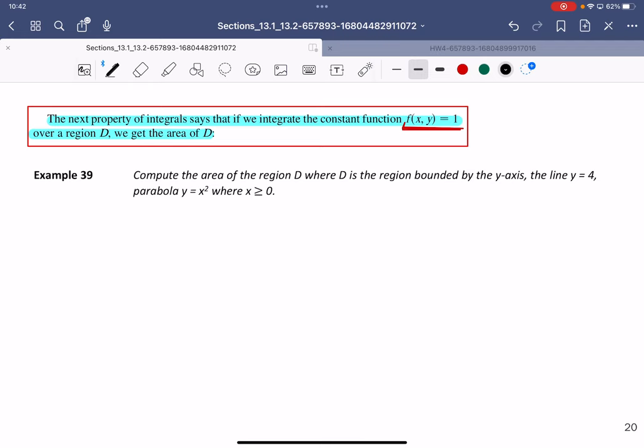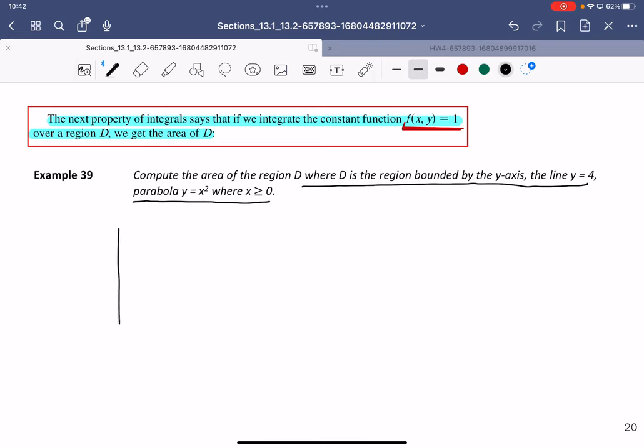What would you do when you see this question? You're gonna first draw a picture of the region D. The last two examples I already gave you a picture, but this question you have to draw it by yourself. What is D here?